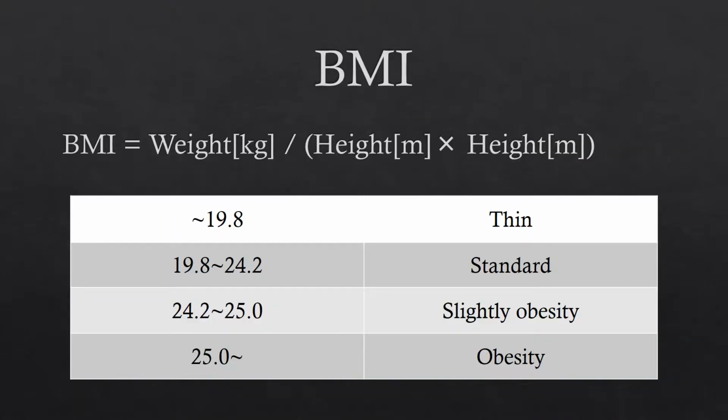Next, I will introduce two methods for examining the degree of obesity. The first one is BMI. BMI can be obtained by dividing weight by the square of height. As shown in the table, 18.5 or less is thin, 18.5 to 24.2 is the standard, 24.2 to 25 is slight obesity, and 25 or more is obesity.